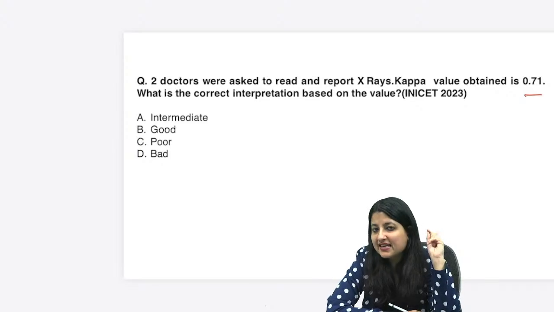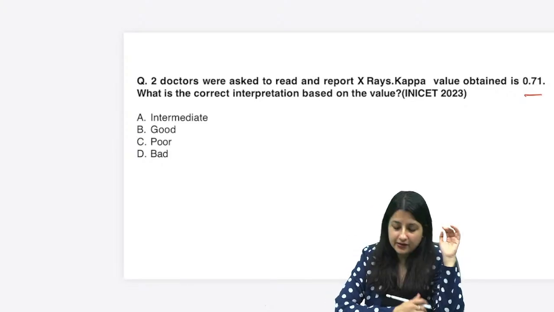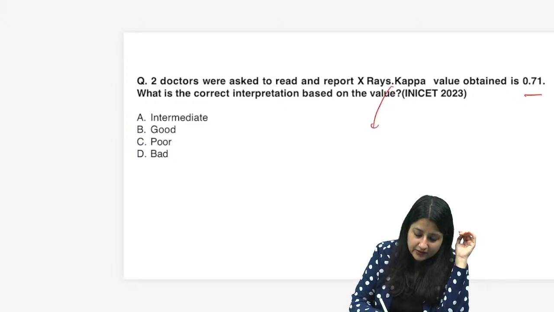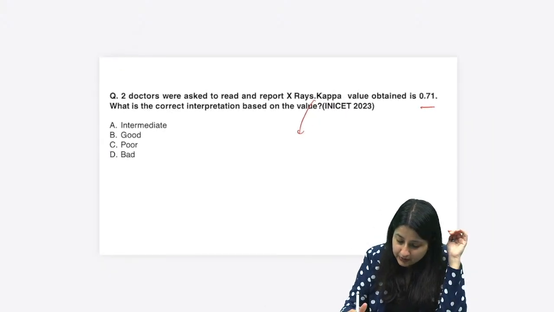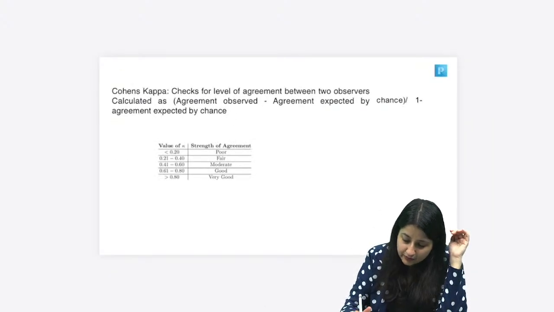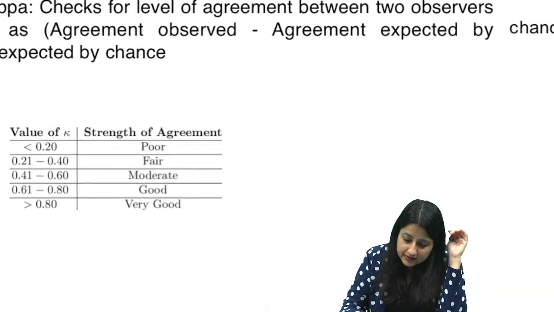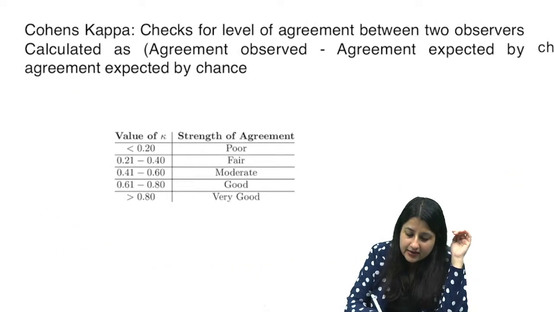Now what does kappa statistics tell you? It checks for the level of agreement between two observers. Okay, kappa value checks for the level of agreement between two observers. Let me take you straight away to the explanation. Okay, what is kappa statistics telling us over here? So it checks for what?